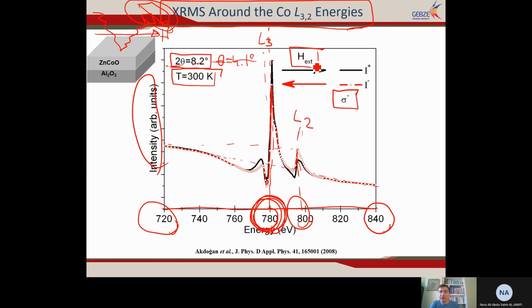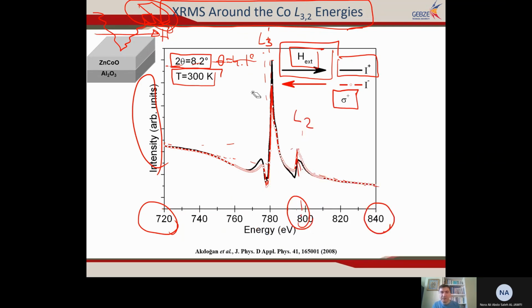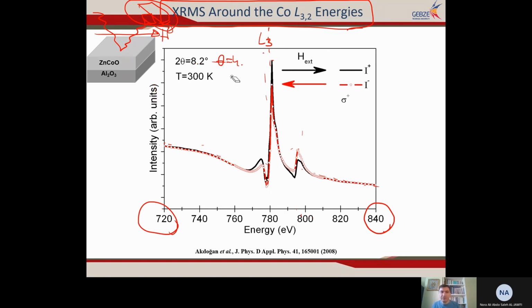I have carried out one experiment with the external magnetic field direction. This is shown by the black curve, I+. And I reverse the direction of the magnetic field and repeat the same energy scan. What do you see here? This red curve is completely different from the black one. So they are not identical. It means that there is a huge difference between the two XRMS data.